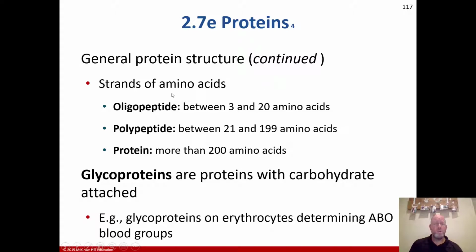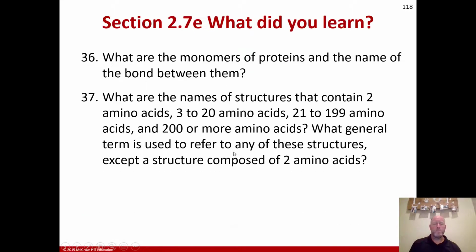General protein structure: strands of amino acids. An oligopeptide has between 3 and 20 amino acids, a polypeptide between 21 and 199 amino acids, and a protein if it's more than 200 amino acids. Glycoproteins are proteins with carbohydrate attached. Glycoproteins are on erythrocytes, red blood cells, determining A, B, or O blood groups.